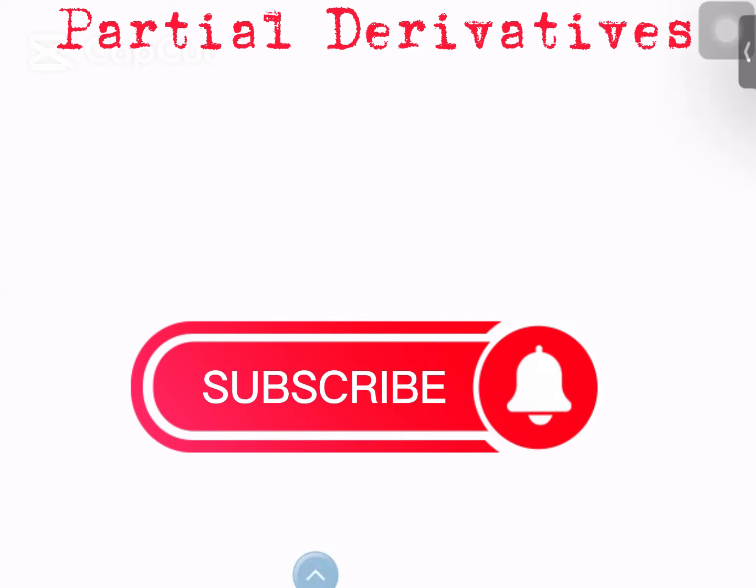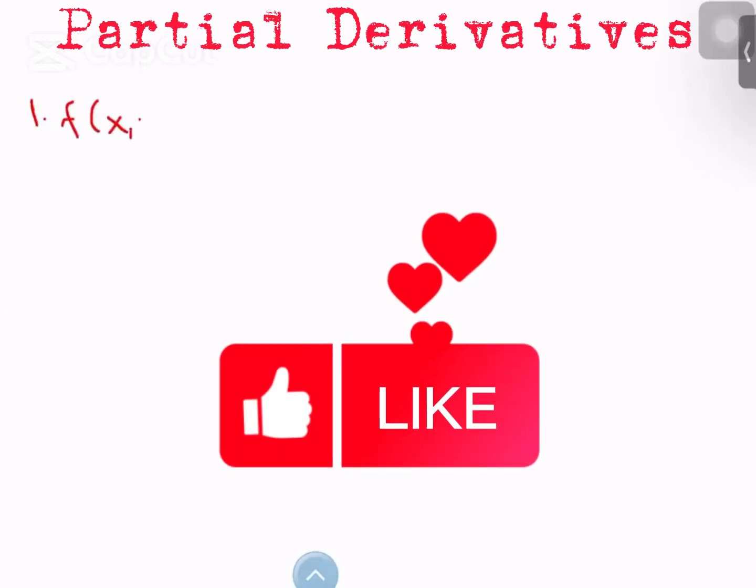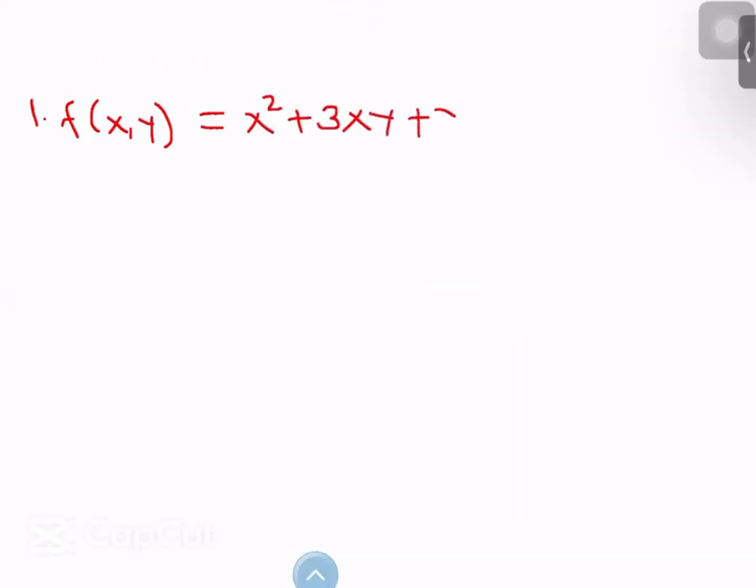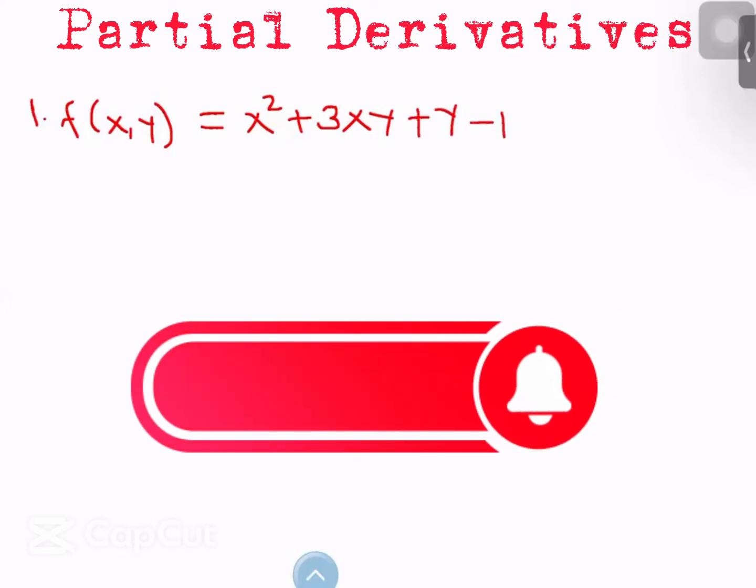So let's assume example number one, we have this function f of x y is equal to x squared plus 3xy plus y minus 1. Now we have this function and we want to differentiate with respect to x, number one, and then again with respect to y.